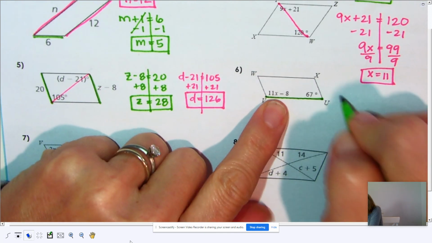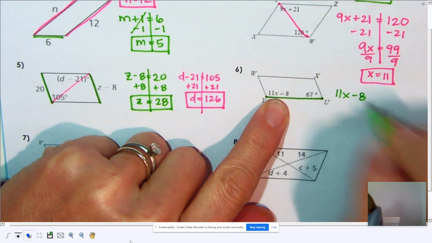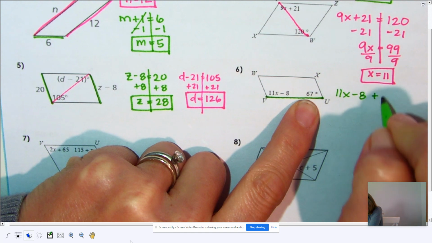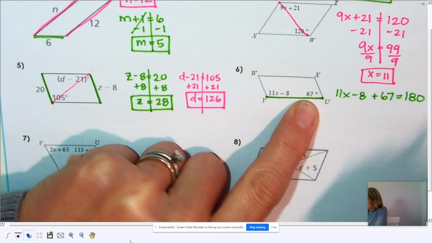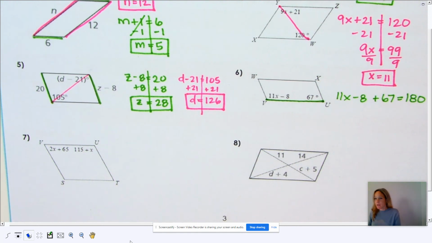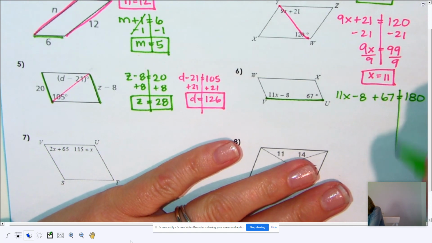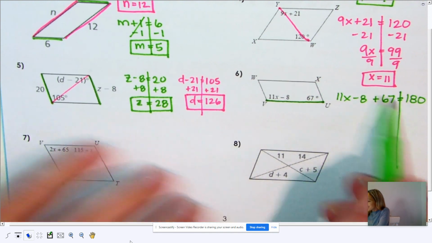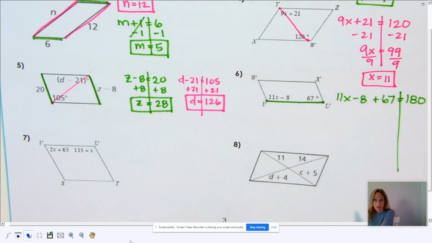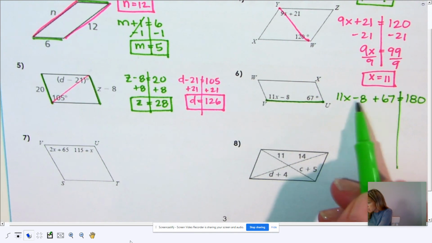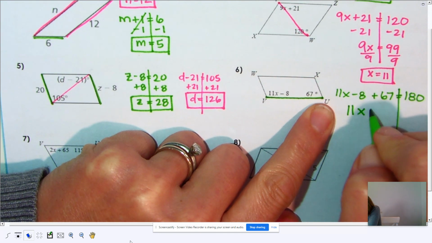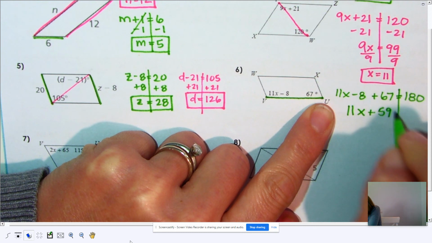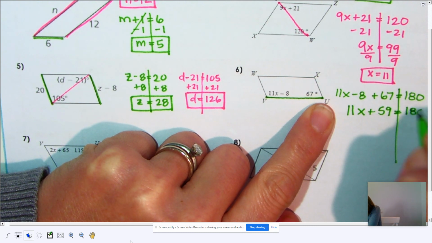So I'm gonna start with the first one, 11x take away 8. I'm gonna add the second one, 67, and I know together they make 180. So that's what your equation should look like. I'm gonna draw my line where I'm balanced. On this side, I can combine any like terms. So I'm going to go 67, take away 8. And so I have 11x plus 59 is equal to 180.